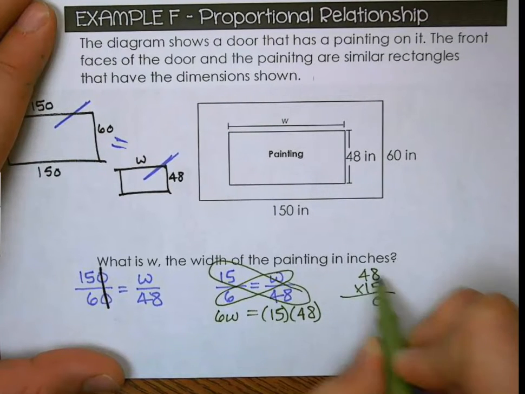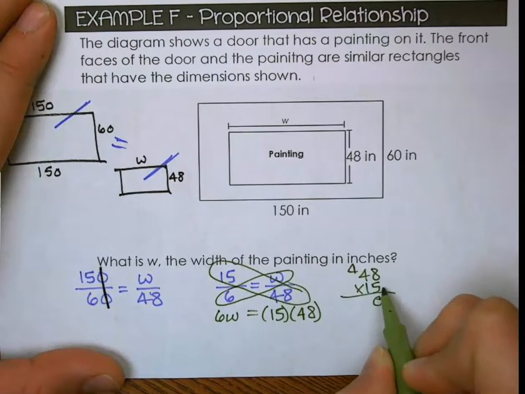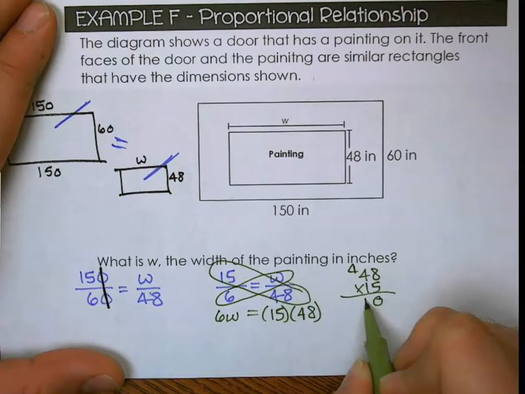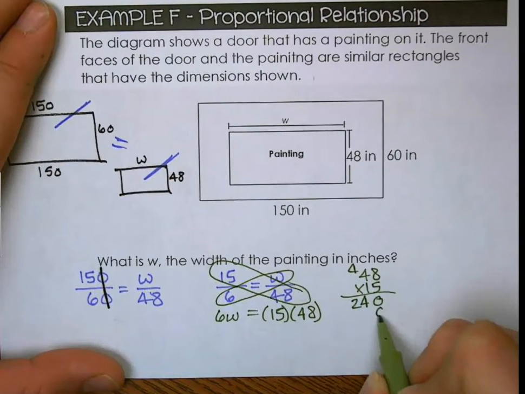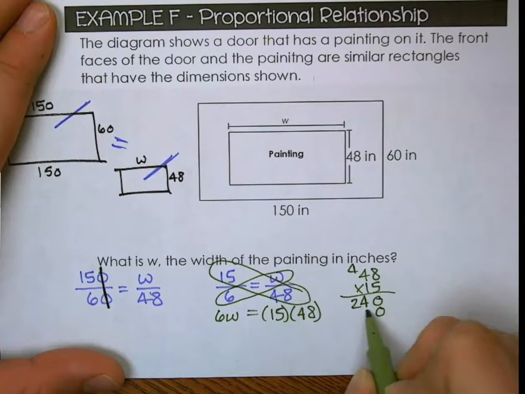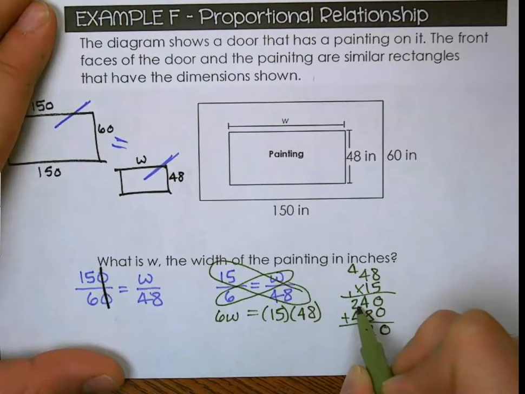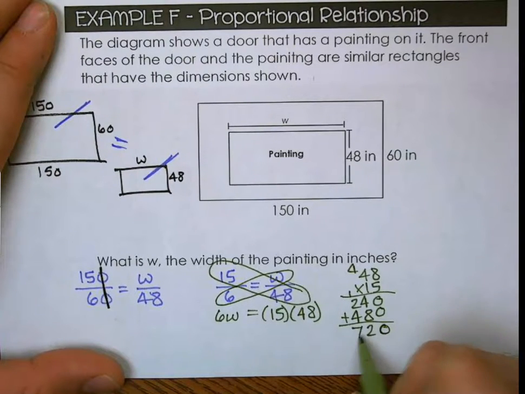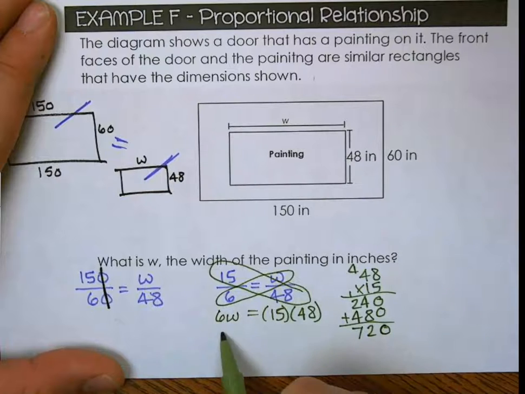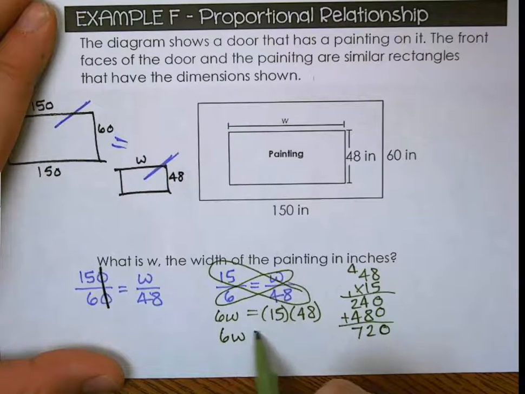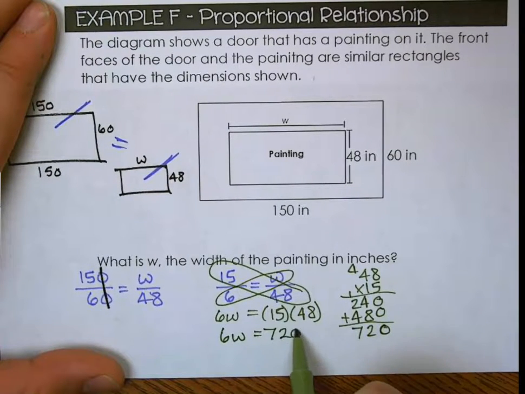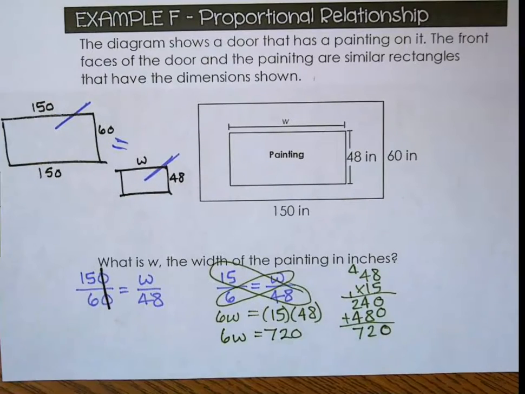8 times 5 is 40. 5 times 4 is 20, plus 4 is 24. Put a 0 there. 1 times 8 is 8, and 1 times 4 is 4. Add this up. 0 plus 0 is 0. 8 plus 4 is 12. 4 plus 2 is 6, plus 1 is 7. So I have 720. 6W equals 720. Now I'm not done yet.